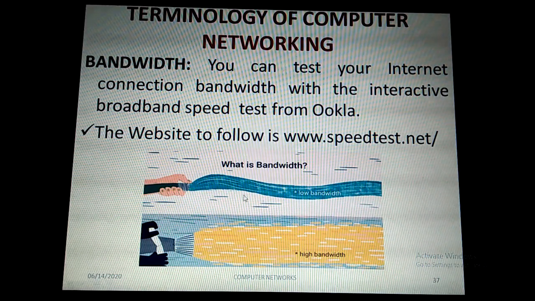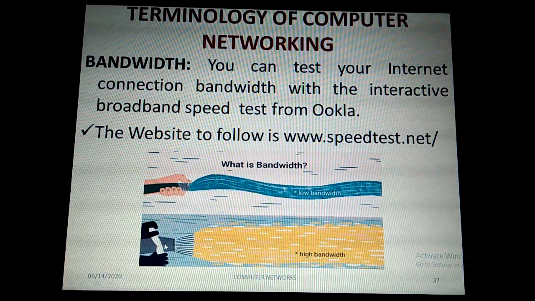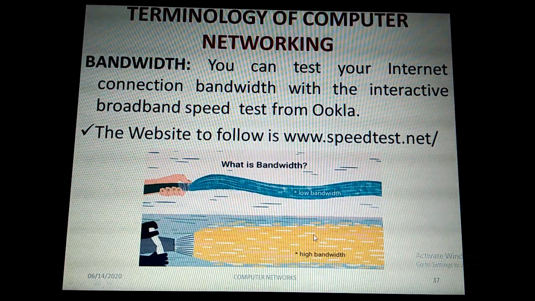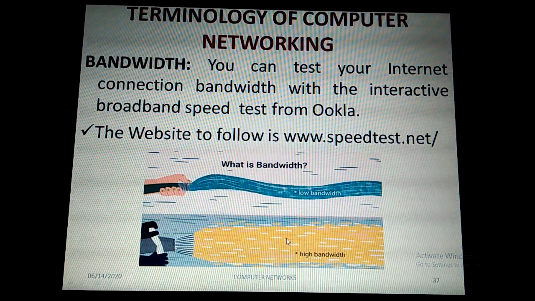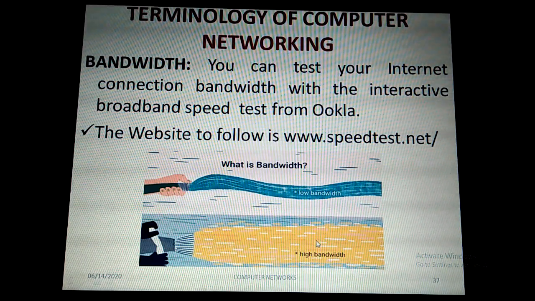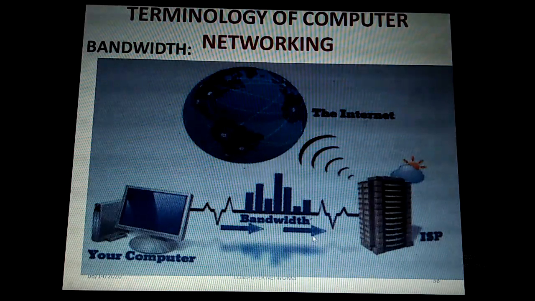So this is an example picture for understanding what bandwidth is. If you have low bandwidth, see here, only a low amount of water is transmitted with the help of this tube. In a similar way, with one wire, if you are able to transfer only a few amounts of data, that has low bandwidth. With the other wire, if you are able to transfer a large amount of data, then that wire has high bandwidth, that is, high data transfer capacity. This is known as bandwidth.